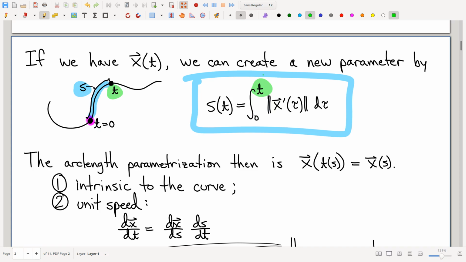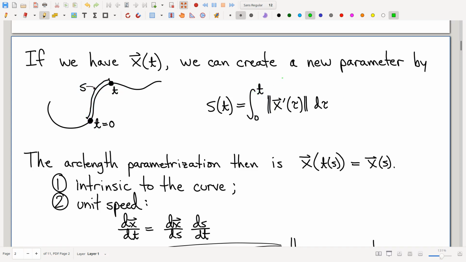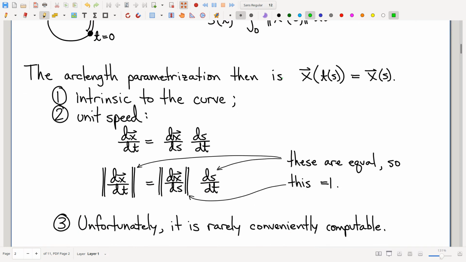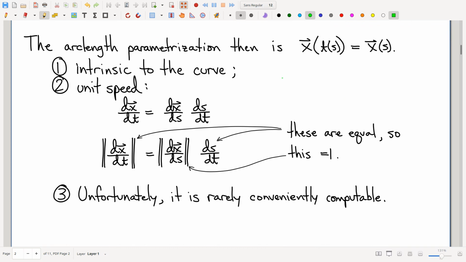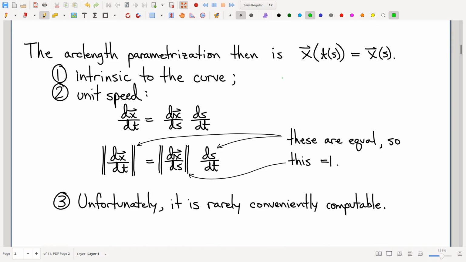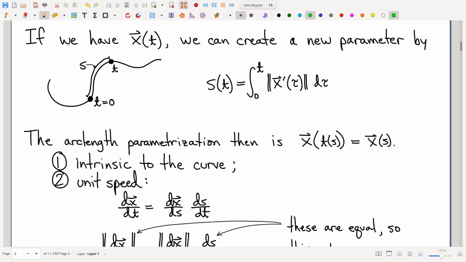So that's arc length, and once you've computed arc length, then, again, just like in the previous example, you just plug it in, and there's your reparameterization. And it's called the arc length parameterization. It's nice in the following ways. First nice feature I'll point out, it's intrinsic to the curve.